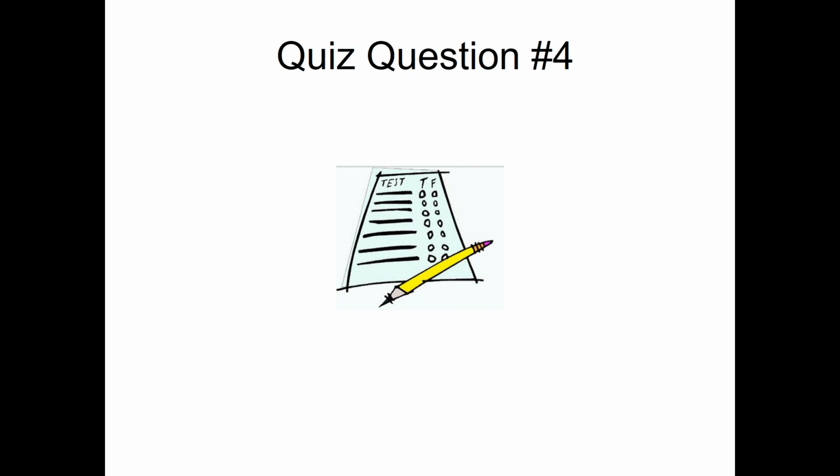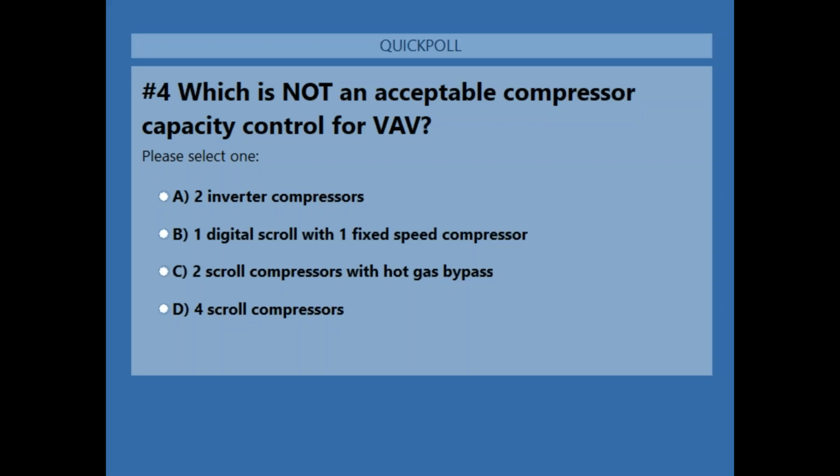Quiz question number 4. Which is not, I repeat, which is not an acceptable compressor capacity control for a VAV system? Your choices are going to be 2 inverter compressors, 1 digital scroll with 1 fixed speed compressor, 2 scroll compressors with hot gas bypass, or 4 scroll compressors. Which one would be not a good idea to put on a VAV system? Some of them are obviously better than others, but one of them is really bad.